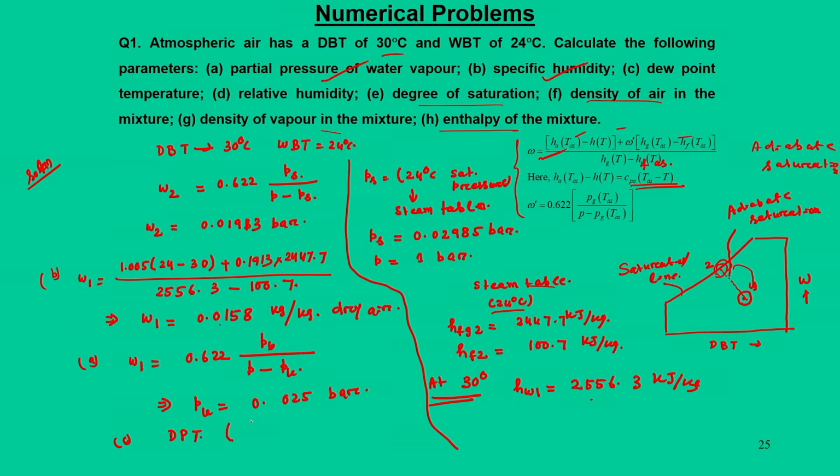So, at saturation temperature at 0.025 bar, this is, DPT is equal to 21 degree centigrade.